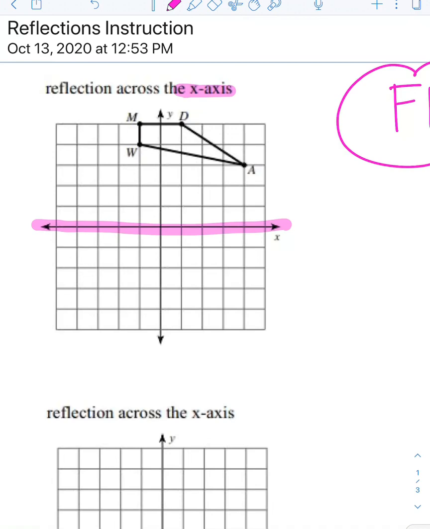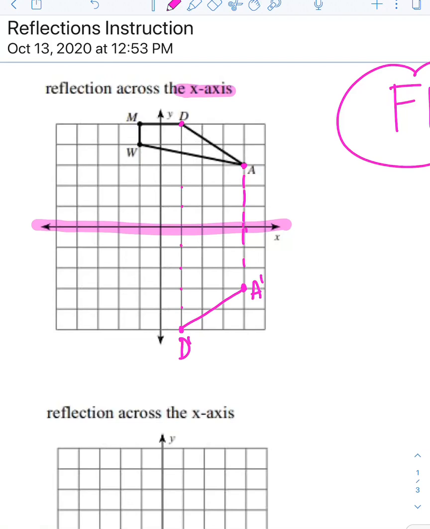So the way I physically do that is I just count. Like, let's look at A. I notice that it's up 1, 2, 3 from the x-axis, so I'm going to go down 3. 1, 2, 3. So that's my A prime. Remember, that's my image or my new picture. Let's do the same thing for D. D is up 1, 2, 3, 4, 5. So I'm going to go straight down 1, 2, 3, 4, 5. So that's D prime. I'm going to connect these as I go so I don't get lost.